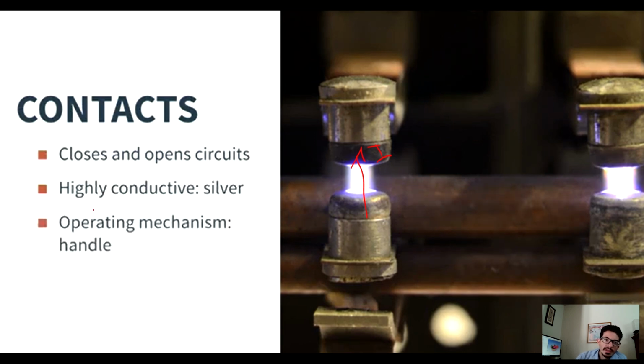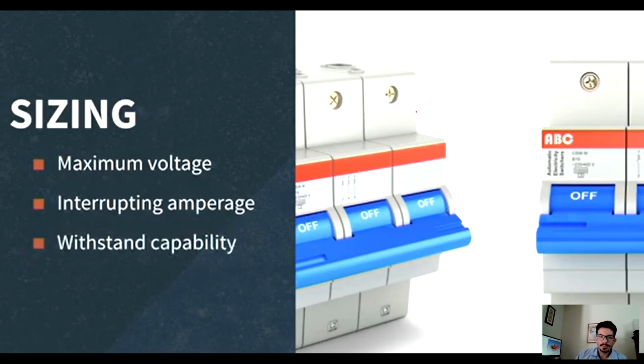Sometimes you'll see that contacts are made out of copper or silver because of their high conductivity. Before, we talked about transformers being sized by the application, by the kVA, by the load. Breakers are exactly the same. You need to size them for the voltage and the amperage and the application, single phase versus three phase.